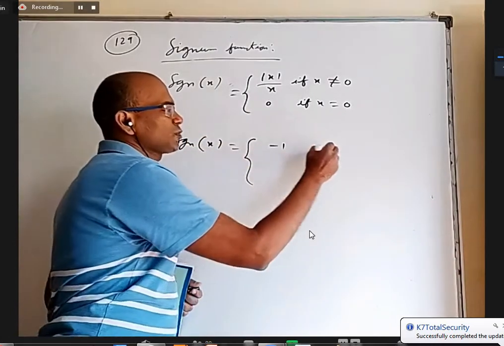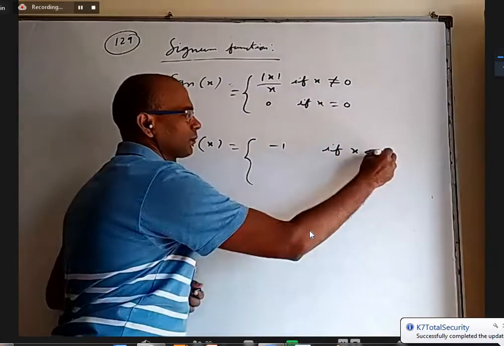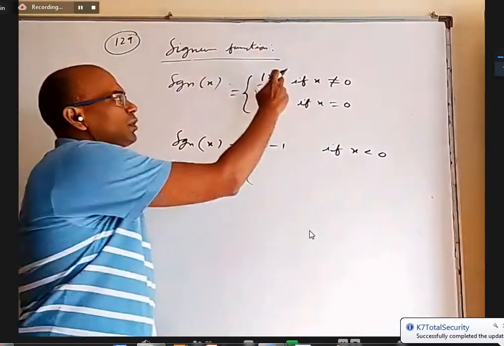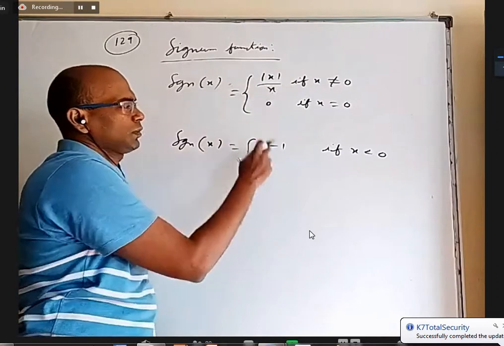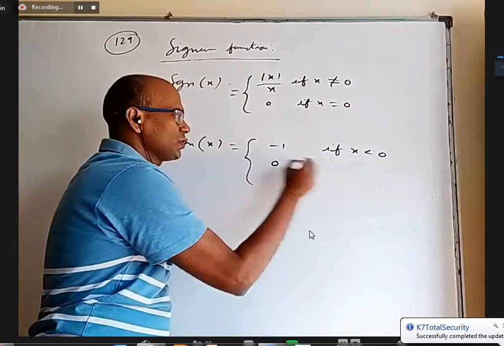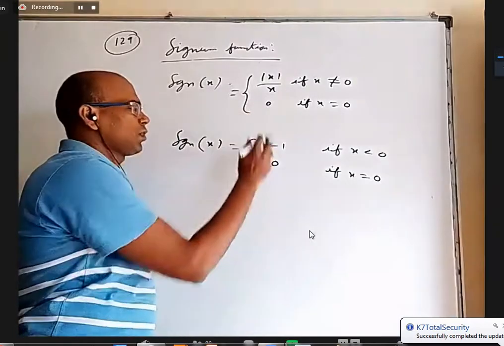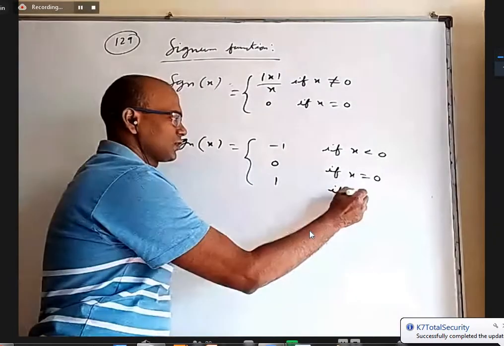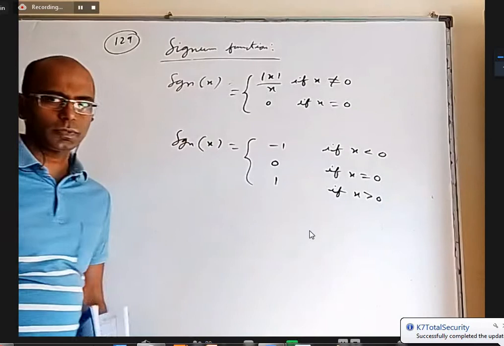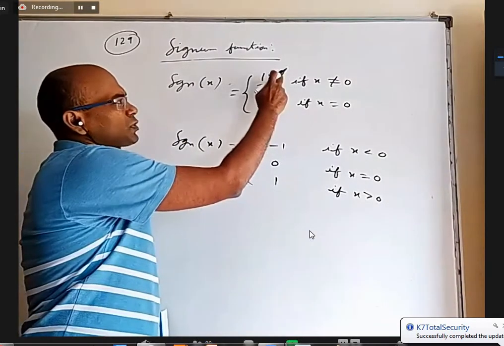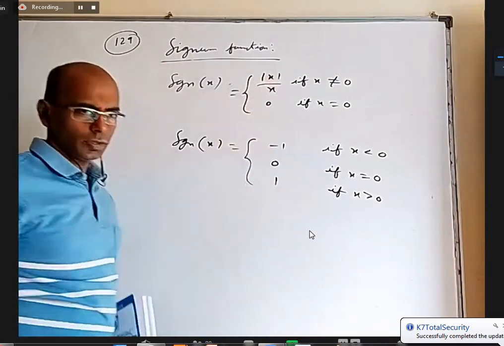It is -1 whenever X is negative, because when X is negative, mod X is minus X, so minus X by plus X will be -1. It is 0 when X is 0. And it is 1 if X is greater than 0. You take any positive number, because when X is positive, mod X and X are the same, they'll cancel, you'll get 1.